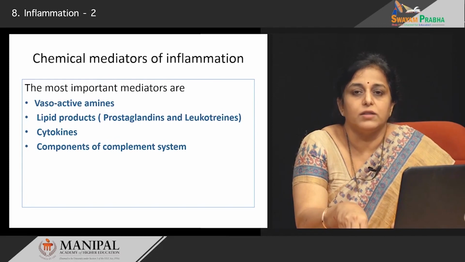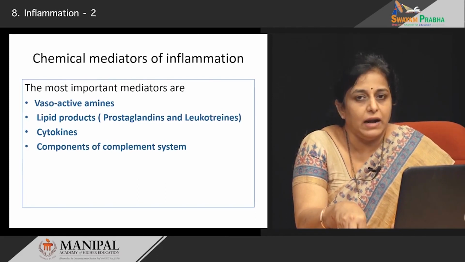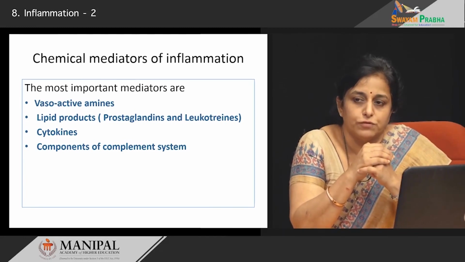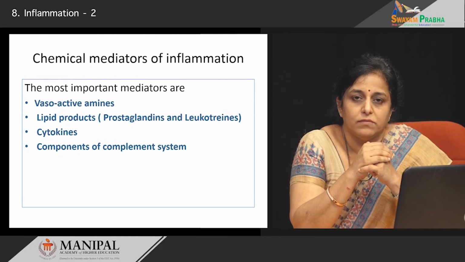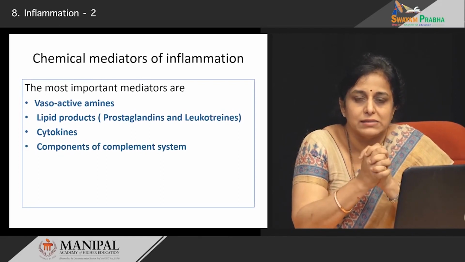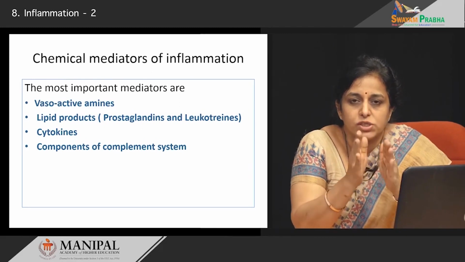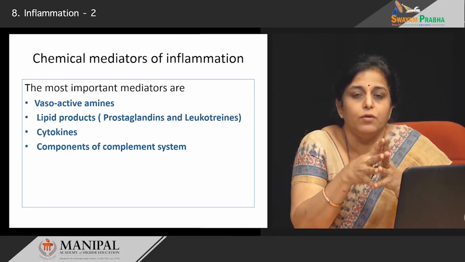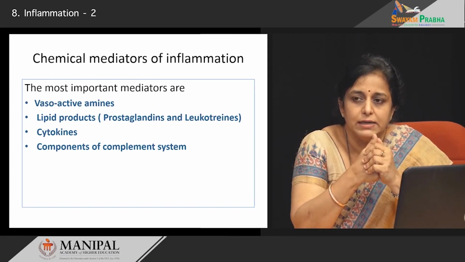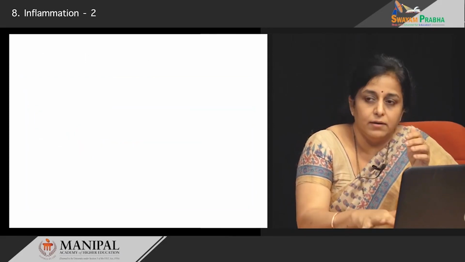Important among these are the vasoactive amines, lipid products like prostaglandins and leukotrienes, cytokines, and the components of the complement. So, there are several hundreds of chemicals that are released at the site of inflammation, but the most important can be classified under one of these. So, let us learn about these a little more in detail.